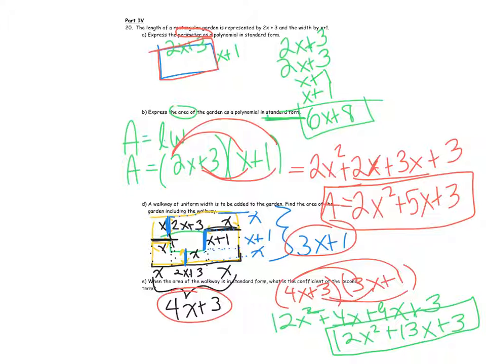Okay, and then the last question says, what is the coefficient of the second term? So the coefficient here for the second term would be 13. This is the coefficient, the number out front of the variable, and it's of the second term.